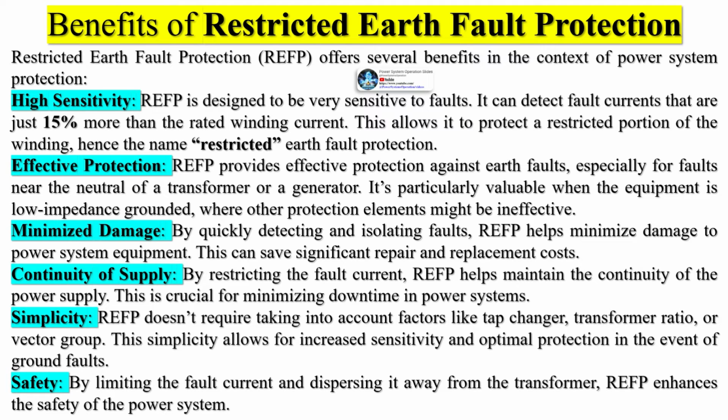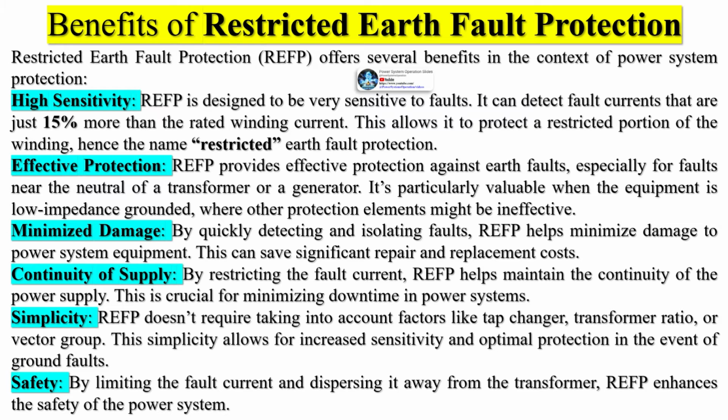Benefits of Restricted Earth Fault Protection. Restricted Earth Fault Protection, REFP, offers several benefits in the context of power system protection. High sensitivity: REFP is designed to be very sensitive to faults. It can detect fault currents that are just 15% more than the rated winding current. This allows it to protect a restricted portion of the winding, hence the name Restricted Earth Fault Protection.